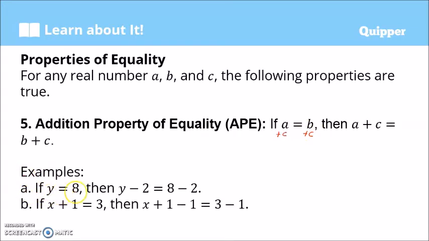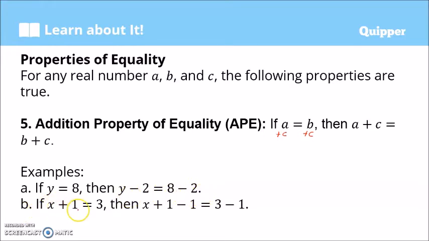Example, if y equals 8, then y minus 2 equals 8 minus 2. Meaning, kung nag-subtract ka ng negative 2 dito, or kung nag-add ka ng negative 2, or kung nag-subtract ka ng 2, the same thing. Gagawin mo rin yan dito sa kabila. Okay? That's maintaining the equality, you know. So, minus 2 ka rin dito. So, we have y minus 2 equals 8 minus 2.